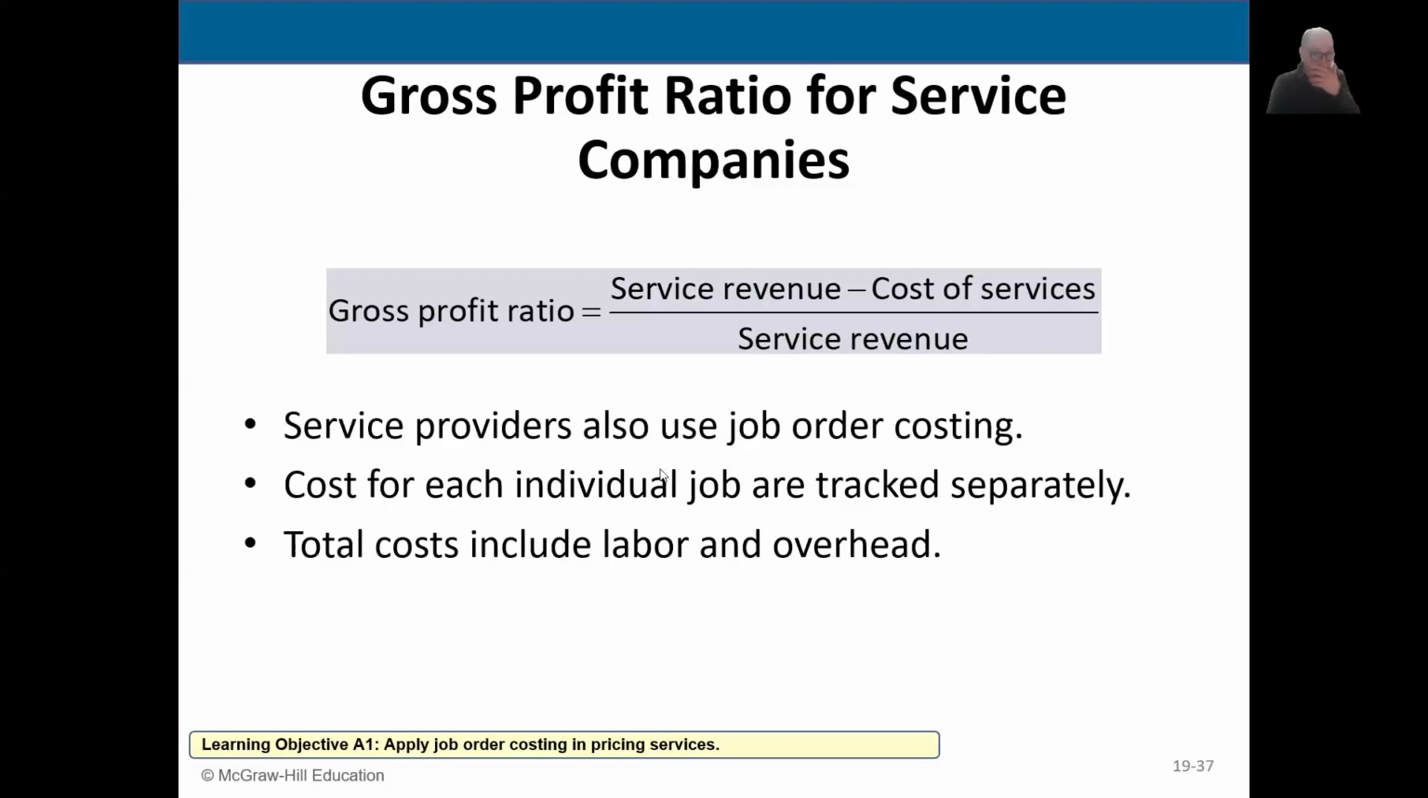And this is one ratio that is very important to service businesses. It's called the gross profit ratio. It tells us for every dollar sold, what would be applied to profit. We take service revenue minus the cost of services divided by service revenue. That gives us the gross profit ratio. It's very similar to the way it works in a retail business. I know that we talked about gross profit in Principles of Accounting 1.